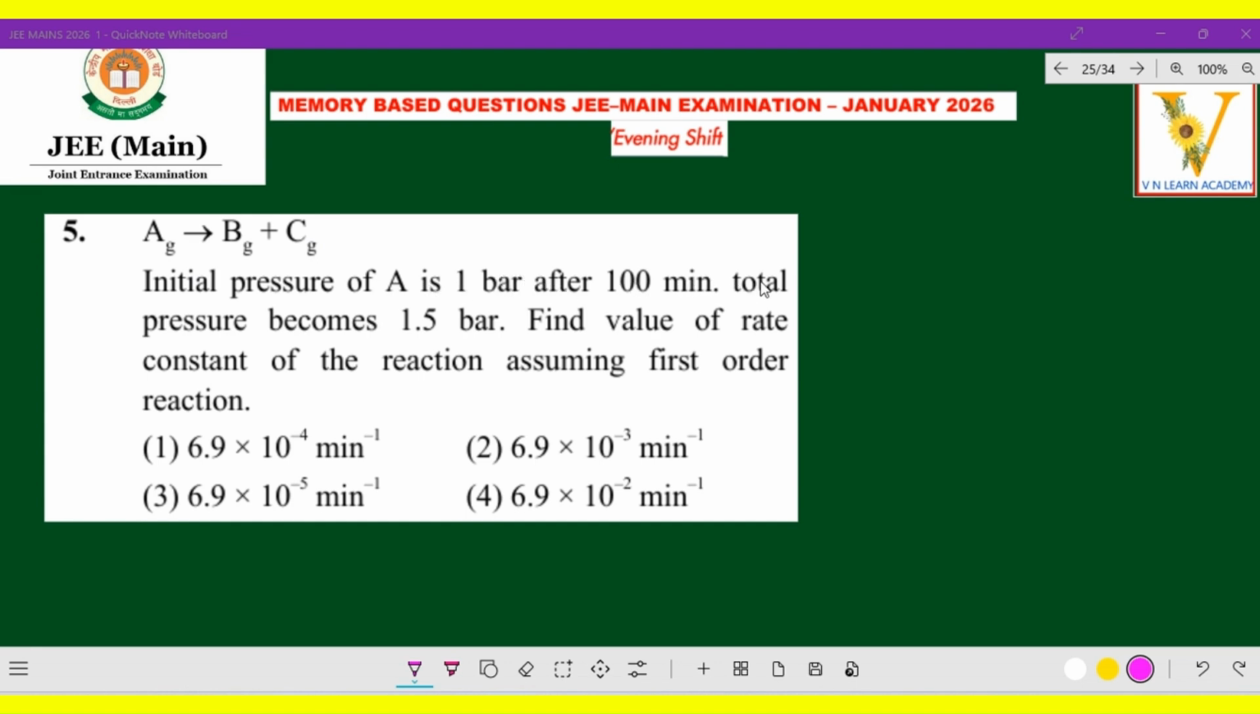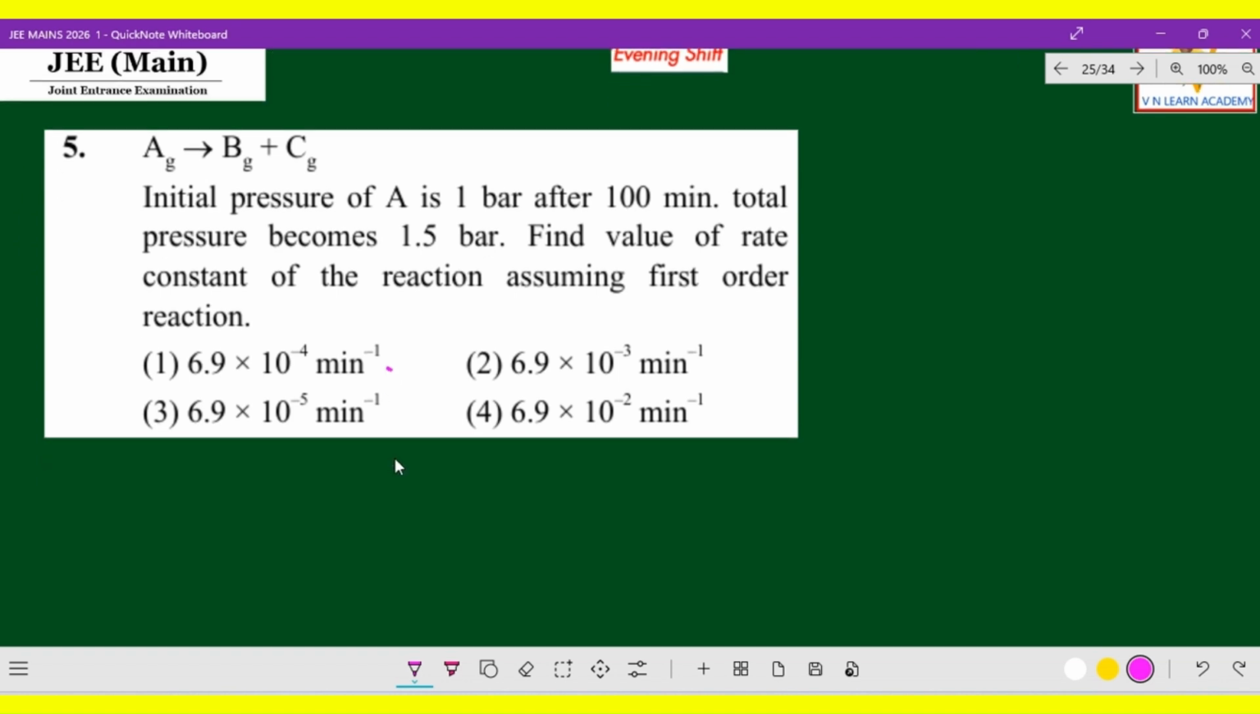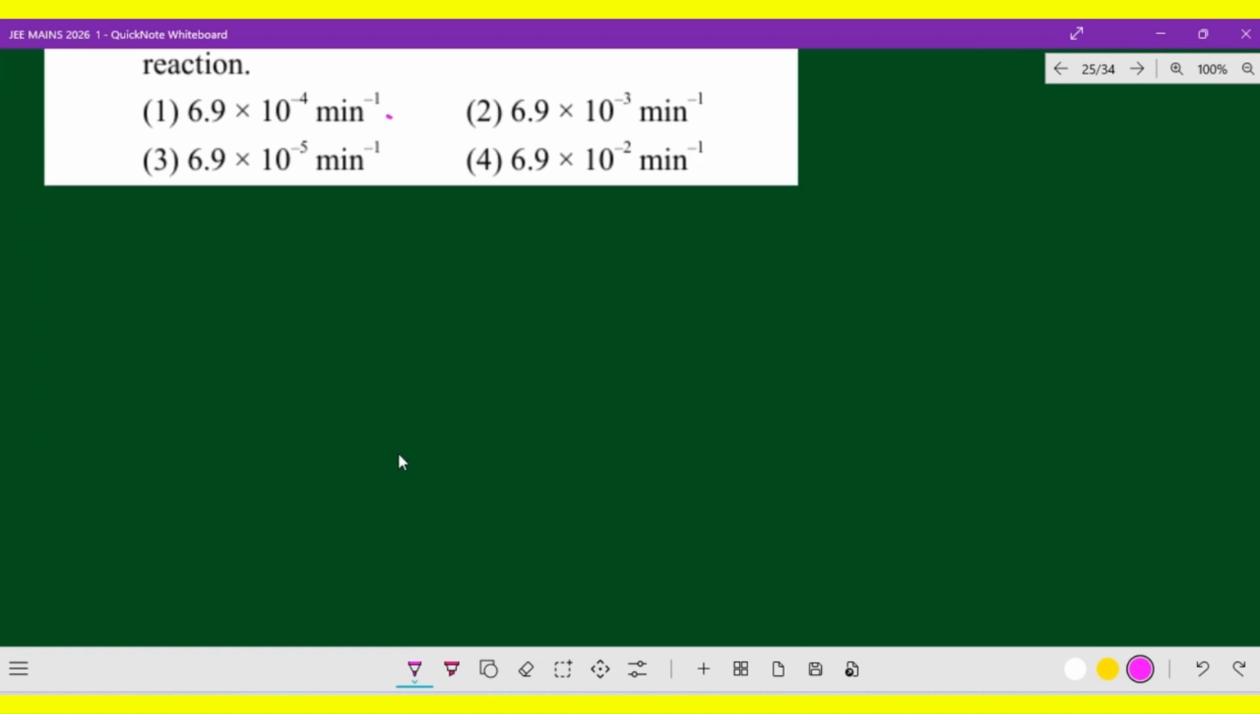After 100 minutes, total pressure becomes 1.5 bar. Find the value of rate constant of the reaction assuming first order reaction. Okay, so in the morning shift we could not find such kind of questions. In the evening shift we are getting more questions from physical chemistry. So let us check with that.